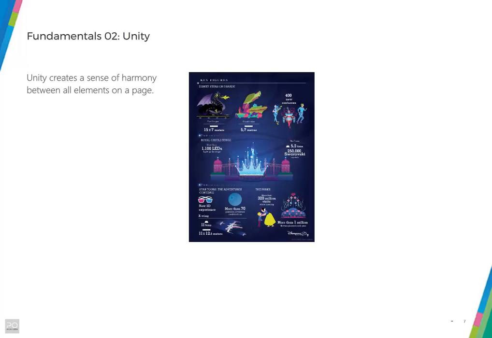Unity, our second fundamental design principle, refers to a sense of harmony between all elements within a design. Unity can be achieved primarily through consistency of elements throughout a design, with colour, type, style, placement and shape. Consistency brings together individual elements in harmony. The example infographic here uses the same illustrative style, complementary colours that suit the Disney theme, consistent fonts and an engaging layout to unite the individual elements into a compelling visual work.